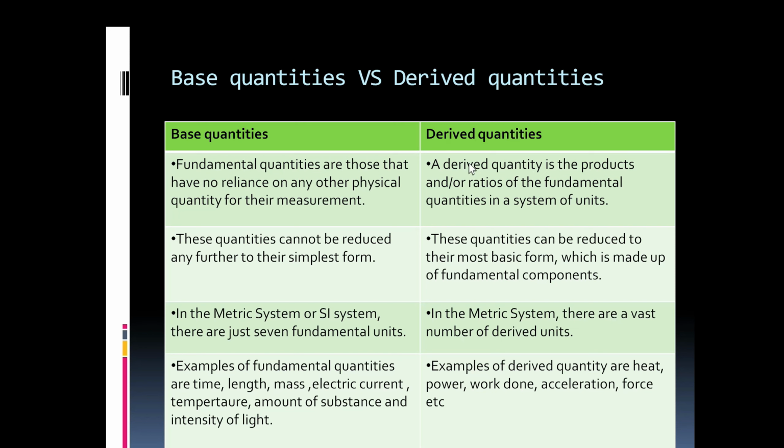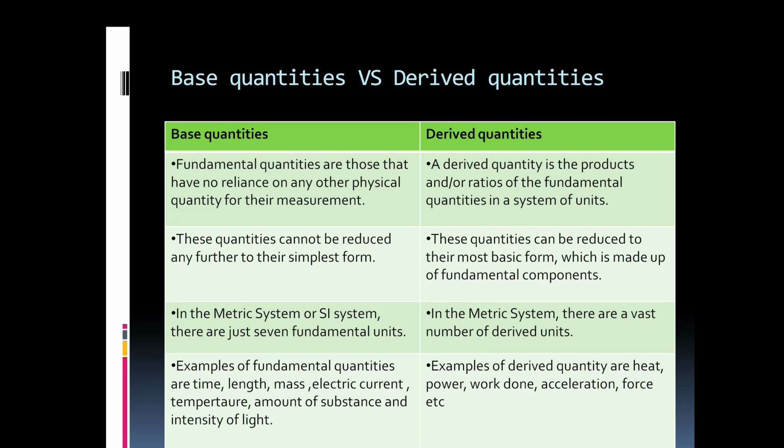So same is the case with base quantities and derived quantities. Base quantities are the fundamental quantities, but derived quantities are those which have been expressed from base quantities. These quantities cannot be reduced any further to their simplest form. They are already in their simplest form, but derived quantities can be reduced to their most basic form, which is made up of fundamental components.